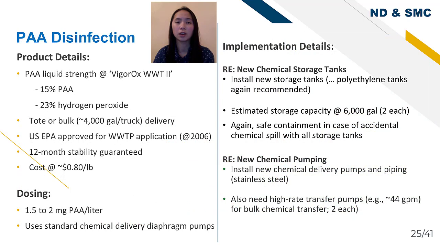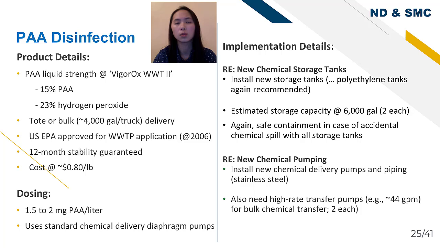Peroxychem is a major peracetic acid vendor in the US. Their product Vigor Ox WWT2, designed for wastewater treatment, is a mixture of 15% peracetic acid and 23% hydrogen peroxide. The South Bend plant would likely receive tote deliveries or bulk deliveries of 4,000 gallons per truck. The mixture was EPA approved in 2006 and is very stable with a long shelf life of 12 months that far exceeds sodium hypochlorite stability.